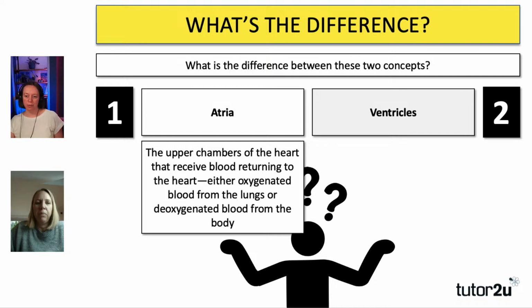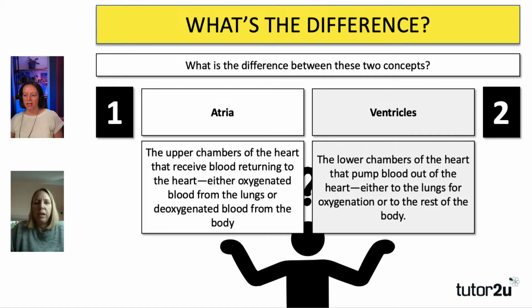So the oxygenated blood is coming from the pulmonary circulation into the atria. The deoxygenated blood is coming from the systemic circulation into the atria. So they're the upper chambers. Then the ventricles, Lynn, are your lower chambers, yeah? Yeah, because that's the key difference, isn't it? Upper and lower. And they're the ones that actually pump the blood out of the heart.